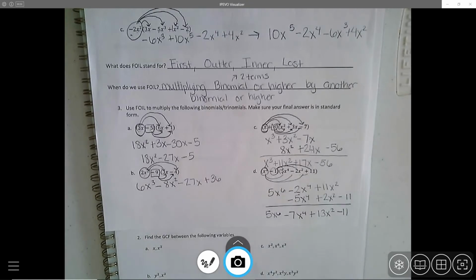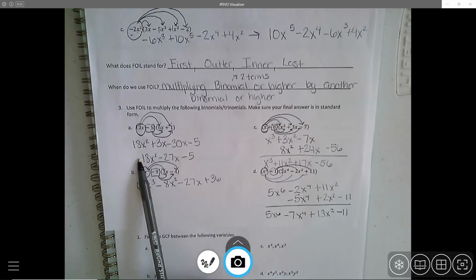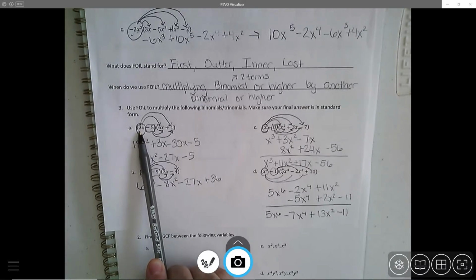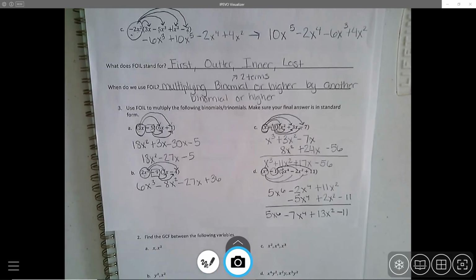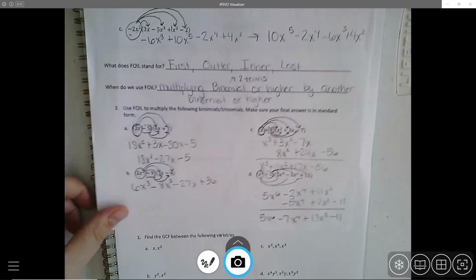How factoring is going to work is we're going to be given these final answers that we got on these FOIL problems, and we're going to be asked, how do we take it back into what we started with? So how do I take this 18x squared minus 27x minus 5 back into the product of these two binomials? And that's what our whole goal is when we spend this time in factoring.